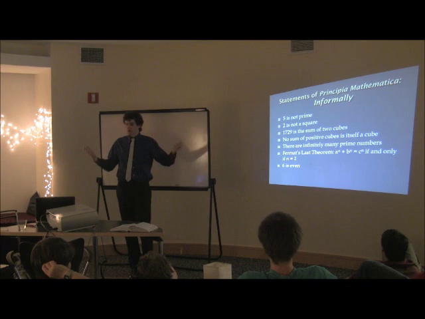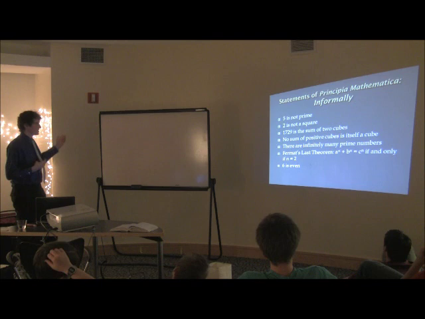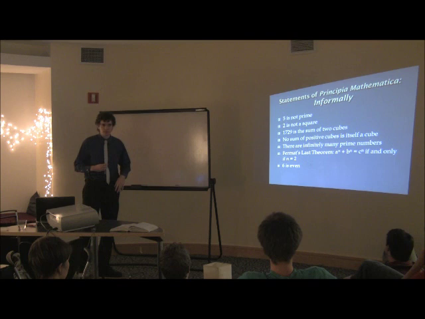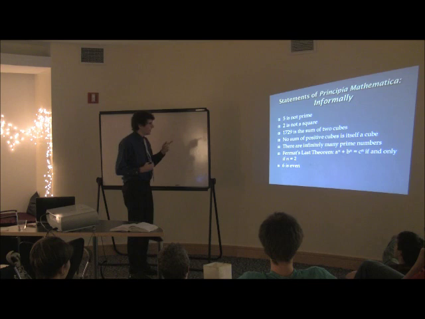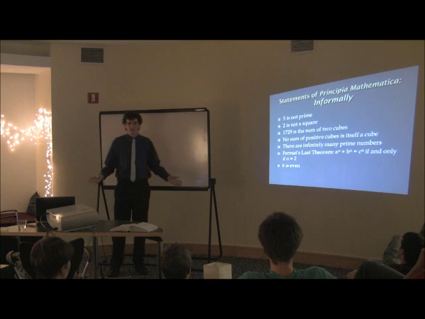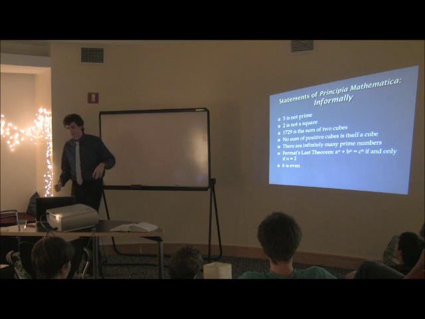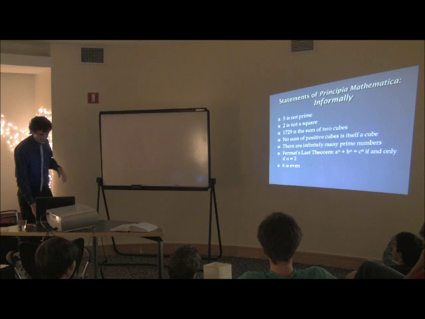Informally describing things, Principia Mathematica can pretty easily state and prove things like 5 is not prime, or 2 is not a square, or 1729 is the sum of 2 cubes. It's actually the smallest number that can be a sum of 2 cubes in 2 ways, which can also be proven. And no sum of positive cubes is itself a cube. That can be proven. There are infinitely many prime numbers. That's a wonderful thing that can be proven. Fermat's last theorem can be proven. The fact that 6 is even can be proven, which probably should go at the top rather than the bottom, as it's a little less significant than Fermat's last theorem.